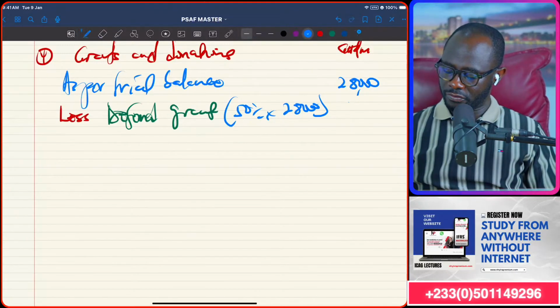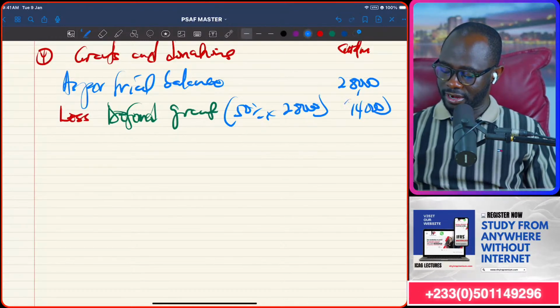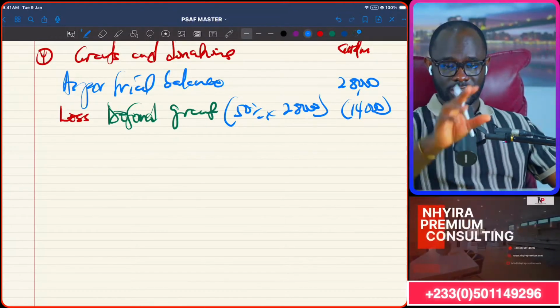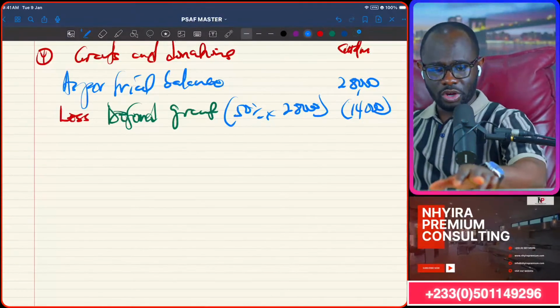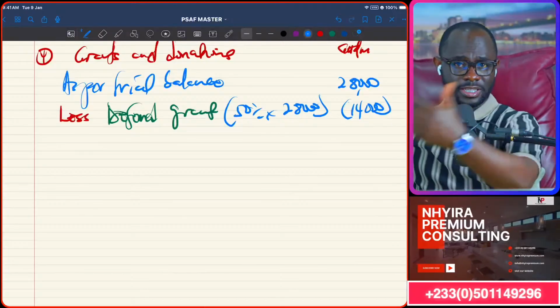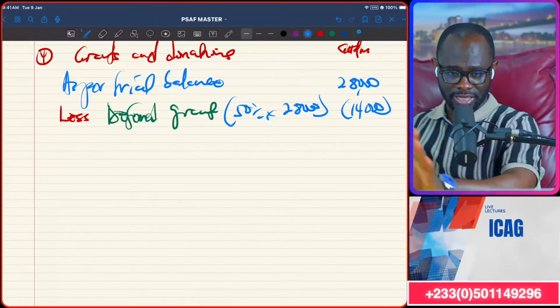So the double entry for this is to debit the grant account. That's why we are subtracting it. Then you credit deferred grant account. So we're going to take this 14,000 to the statement of financial position under current liabilities later.